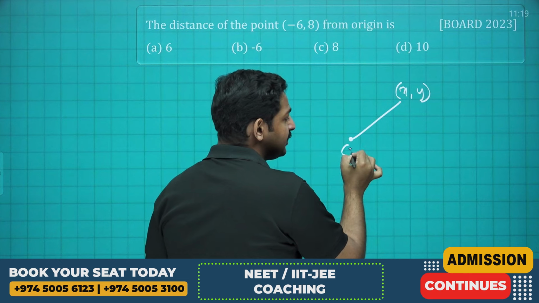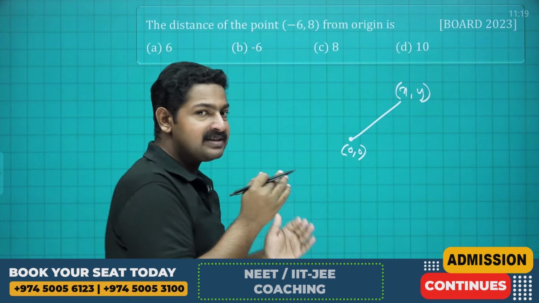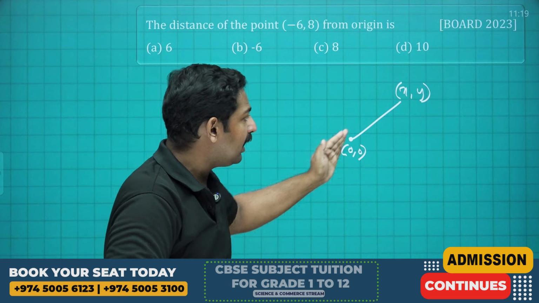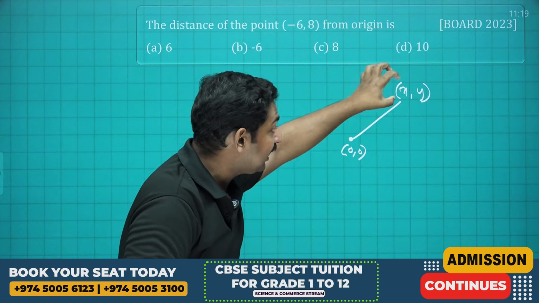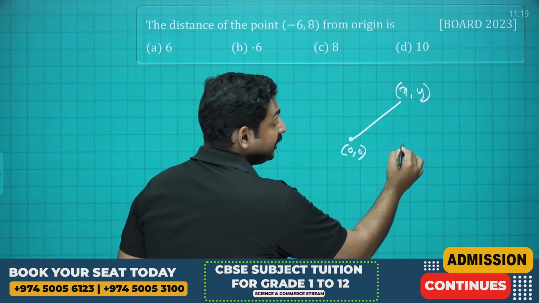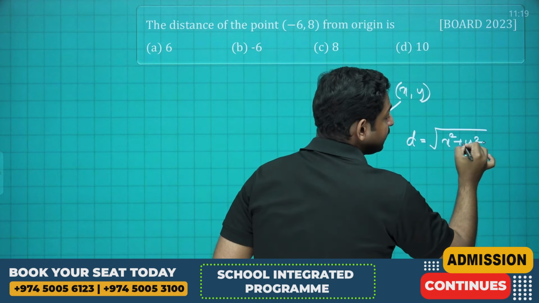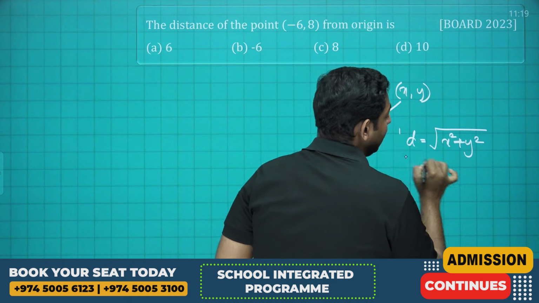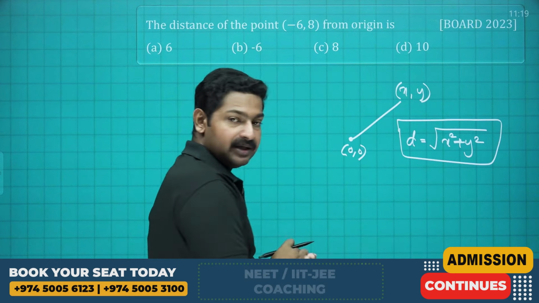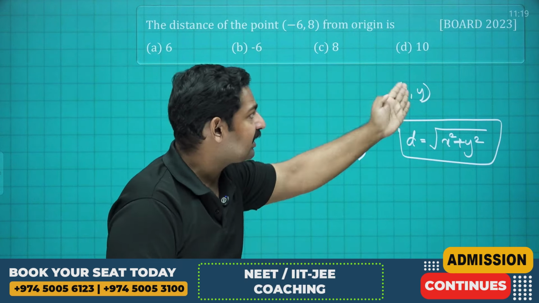Suppose this is the origin and (0, 0) is the origin. By the distance formula itself, we get the formula to find the distance of a given point from the origin. Distance D is equal to root of x square plus y square. This is the formula that we are studying, where x and y are the given points.